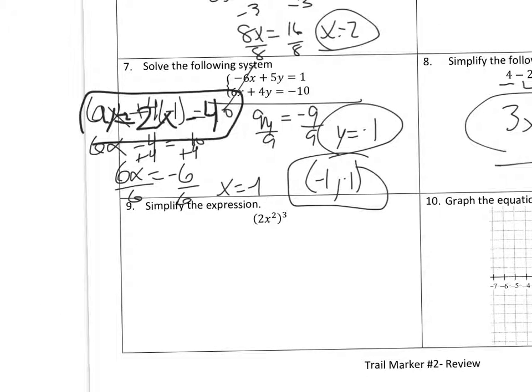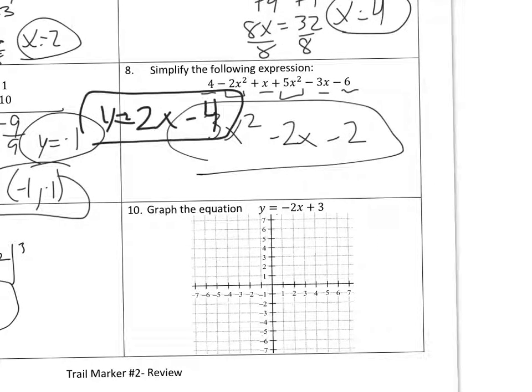Okay, last two questions. Now look at the exponent property. We just learned this. The 3 needs to be distributed to both terms, the coefficient and the x. So I get 2 to the third, and I get x squared to the third. Well, 2 to the third gives me 8, 2 times 2 times 2. And x squared, remember, if it's a power to a power, we multiply the exponents. So 2 times 3 gives me 6.